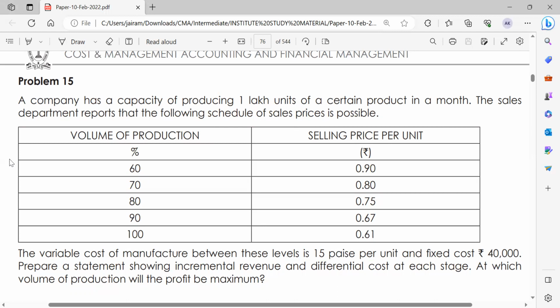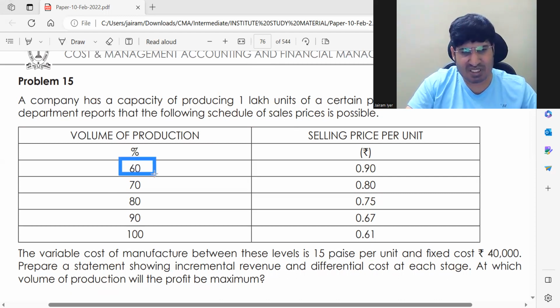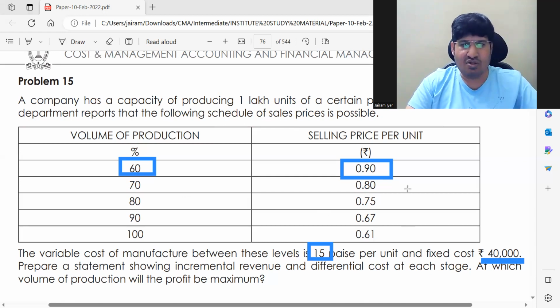So this part, I don't think we have to talk about much. The first thing is just go for your marginal cost statements. That is, sales for the first will be 60,000 into 0.9. V will be 60,000 into 0.15. You will get the contribution, minus fixed cost gives you profit. Same will be done for all 5. That is clear, so let's just do till that much.